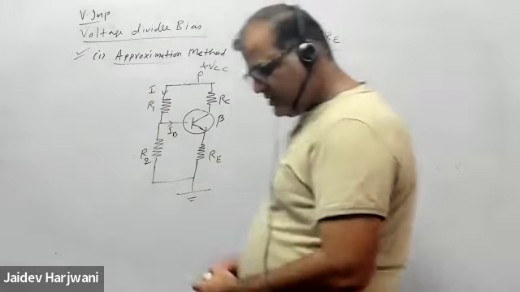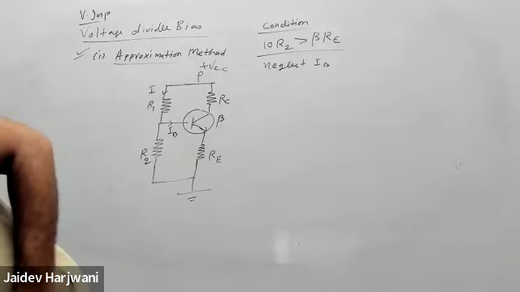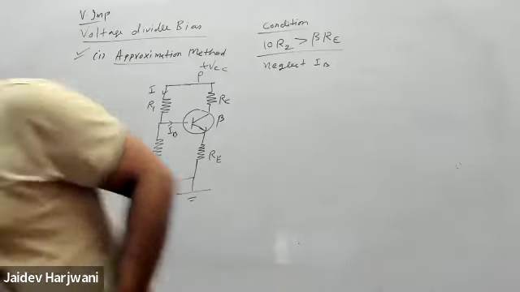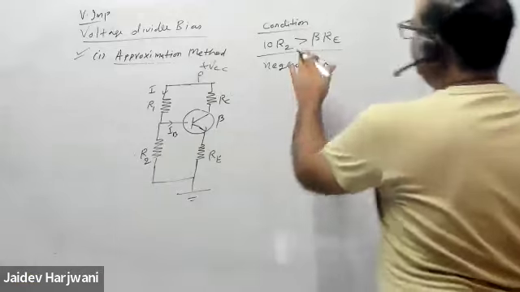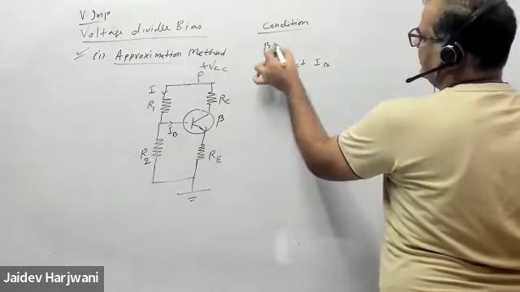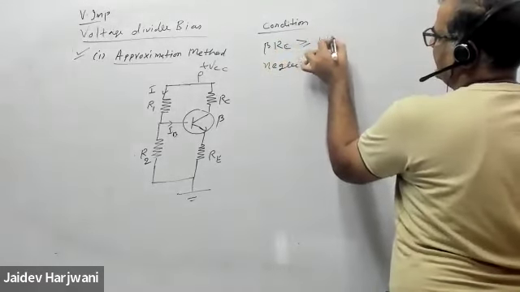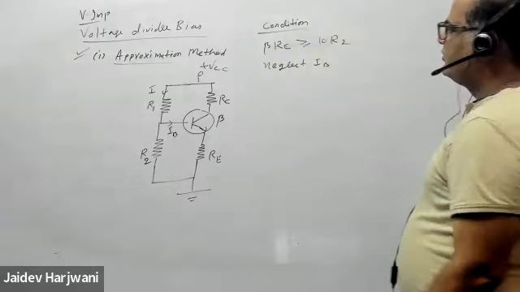Why is IB 0? Just let me check whether I'm writing it opposite. No, I'm writing it opposite. Beta RE should be greater than or equal to 10 R2. I was writing it opposite. Okay, now you understand.